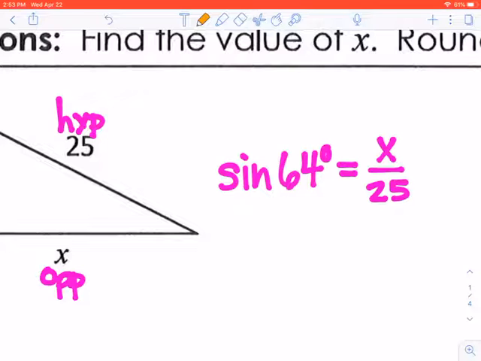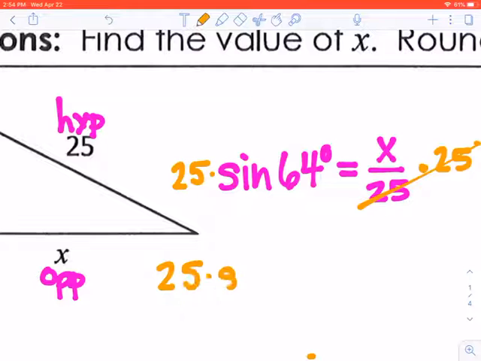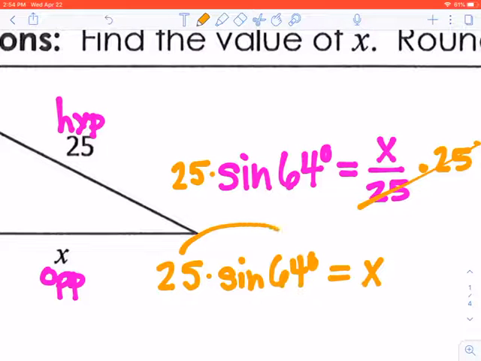So I see that x right now is being divided by 25. So to solve for x, I'm going to multiply by 25 on both sides. Okay, so these 25s will go away, and what I have is 25 times sine of 64 degrees. That's going to be our x value. Now be careful, a lot of people want to multiply 25 times 64, and that is not the case. That is not how it works, okay? We're going to be multiplying 25 times the sine of 64 degrees.